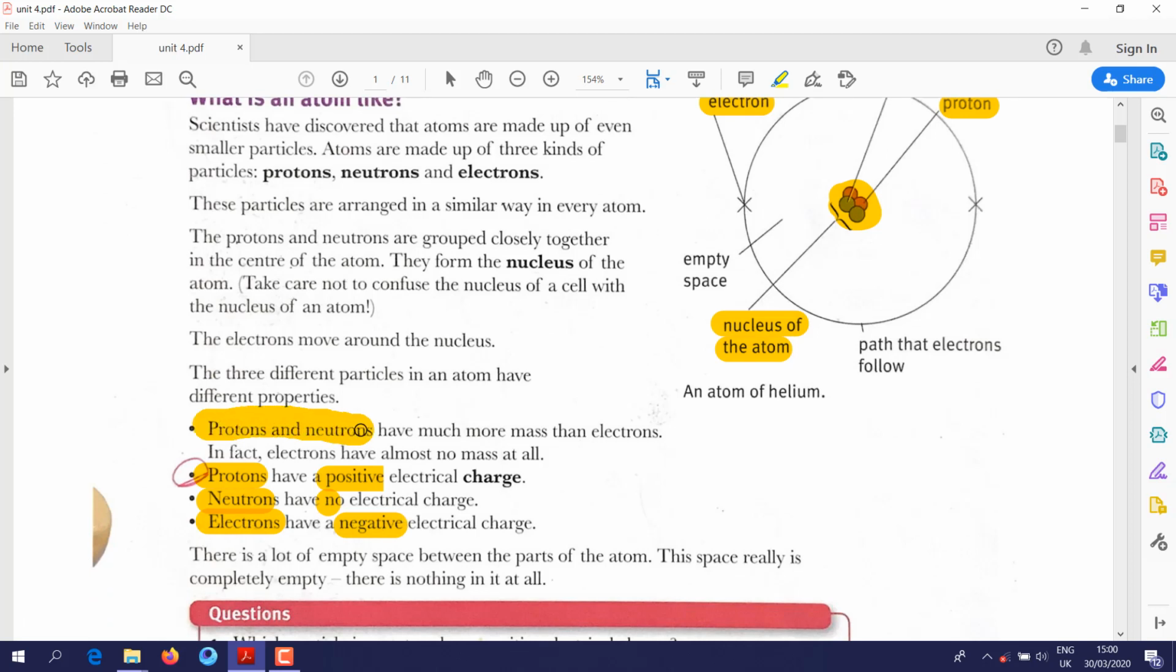One more difference is what? Protons and neutrons have much more mass than electrons. So if you have a question that says, which one has more mass, proton or electron? You will say proton.